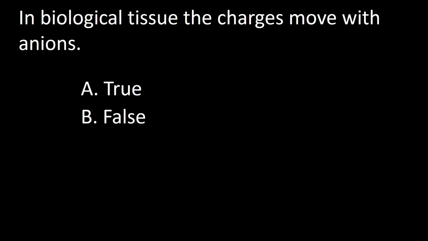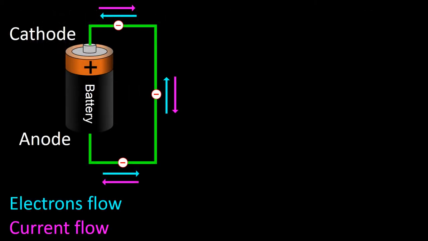Next question. In biological tissue, the charges move with anions. A true, B false. This is a representation of a battery and an electrical circuit. Notice that the positive end of the battery is labeled cathode, and the opposite side, that is the negative side, is labeled anode. Also notice that the flow of electrons takes place from the anode to the cathode, and that the flow of current, by convention, takes place from the cathode to the anode.